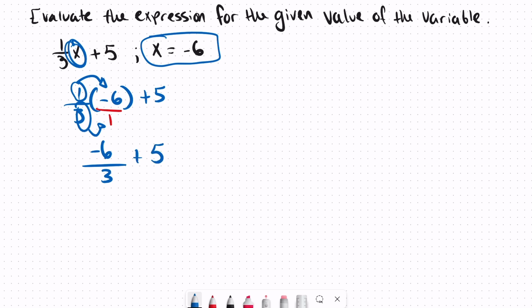And now we can see a little bit clearer the -6 divided by 3, which is going to give us -2, and then -2 plus 5. And this is the same thing as saying 5 minus 2, which is going to give us 3. And that is our final answer.